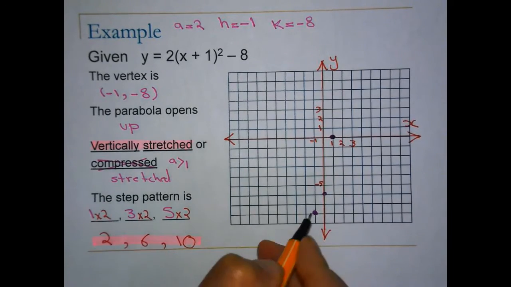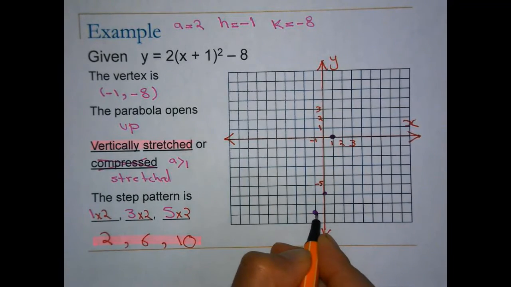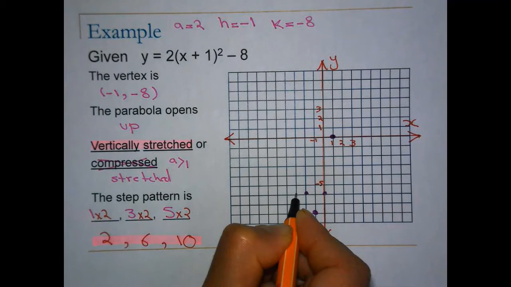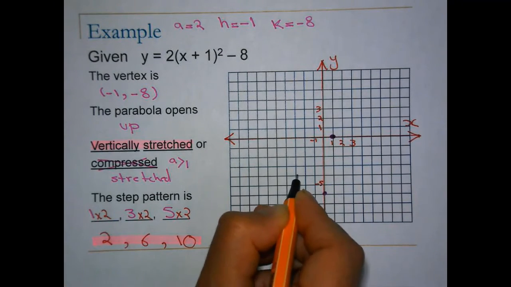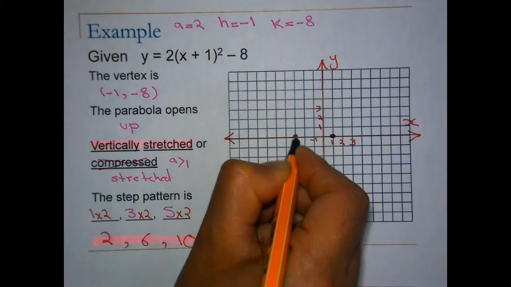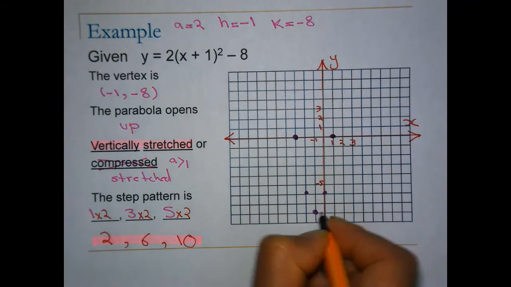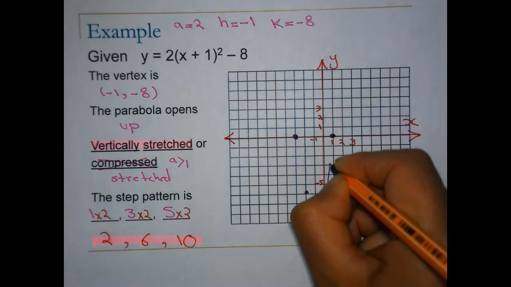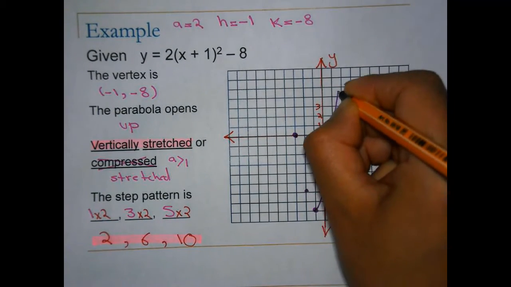So 2 points from each side is enough most of the time. If you can't fit it on your grid, that's okay. You don't need to do 3 points from each side. And then we go to the other side. 1 across and 2 up, and then 1 across and 6 up: 1, 2, 3, 4, 5, 6. Now use a smooth curve and connect.